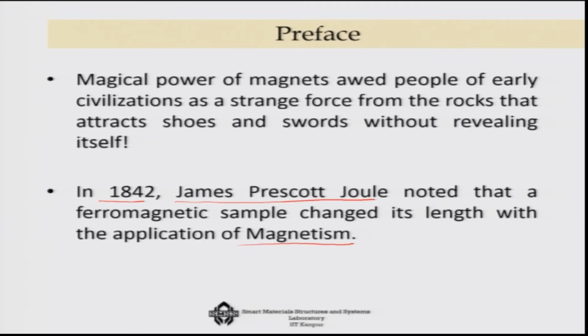Earlier, people knew how magnetism is generated in a ferromagnetic material, to some extent empirically, but that it also changes its length was not known. Ferromagnetic materials can change their length when subjected to a magnetic field. That was a new discovery by James Prescott Joule, and that is the beginning of magnetostriction.